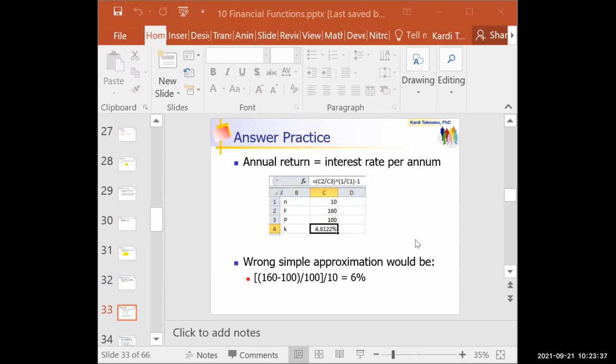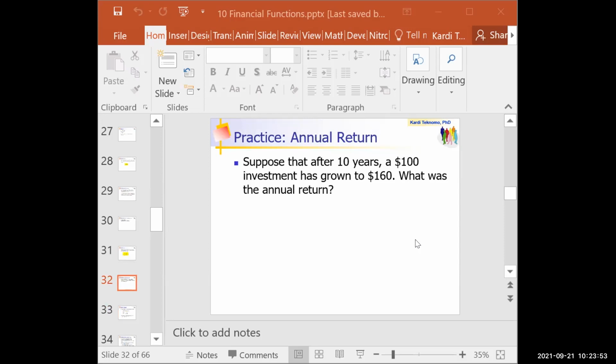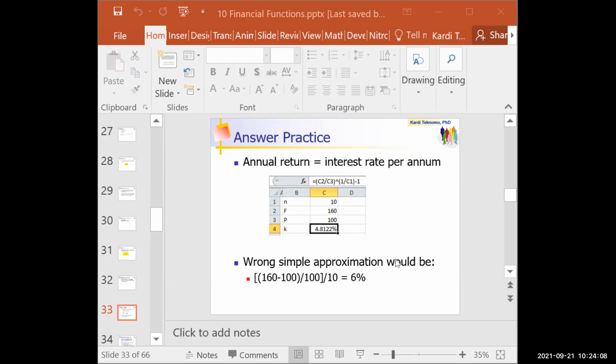I got 4.8. How do you get 31? Oh, hold on. 160 divided by 10, right? 160 divided by... Oh, is it 10 or 100, sir? 100. Oh, 100. Oh, yeah. Okay, 10 is the years. Yes, okay. Yeah, I put 10 for the present value. Yeah, that's why. Yes, 4.8%. Okay, 4.8%.